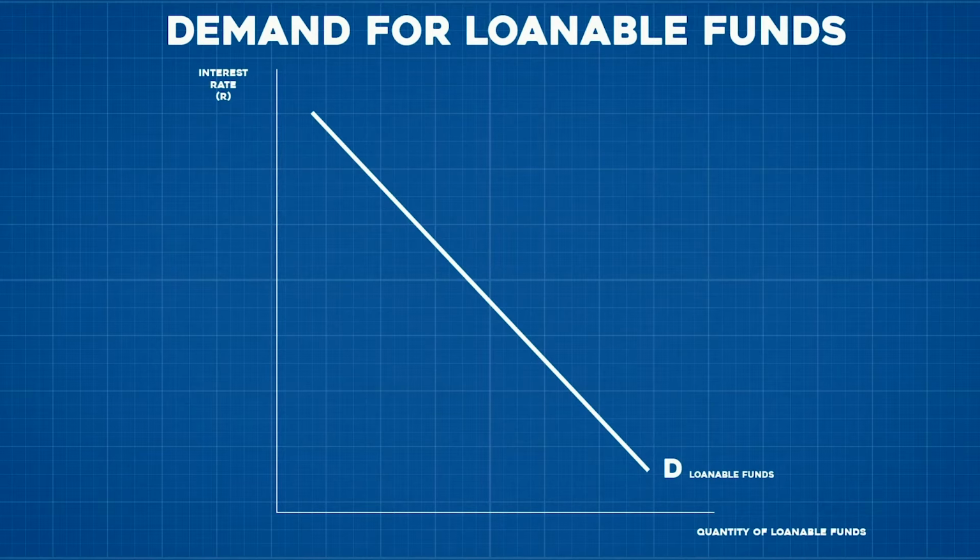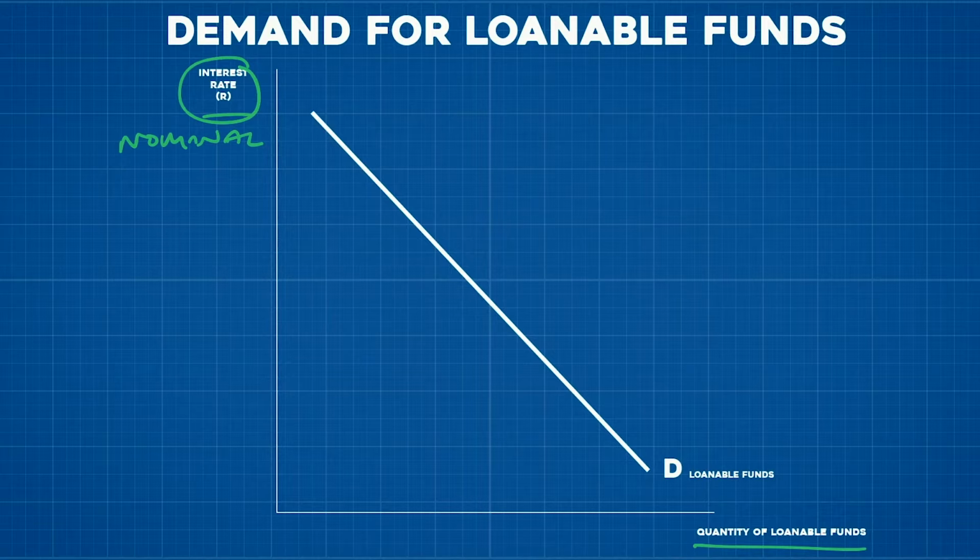So here's the graph for demand for loanable funds. On the y-axis we have the interest rate, and on the x-axis we have the quantity of loanable funds. Now I have to stop for a second and mention something important. The interest rate that we're dealing with here is not the real interest rate, but the nominal interest rate. The real interest rate will be adjusted for inflation. The nominal interest rate is not adjusted for inflation.